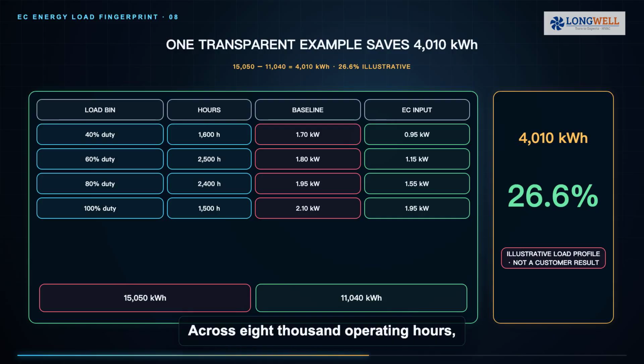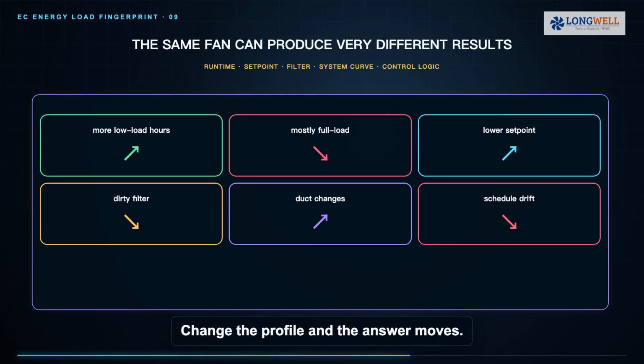Across 8,000 operating hours, the baseline bins total 15,050 kilowatt hours. The EC bins total 11,040. The difference is 4,010 kilowatt hours, or 26.6%. Every number is visible and replaceable. Change the profile and the answer moves.